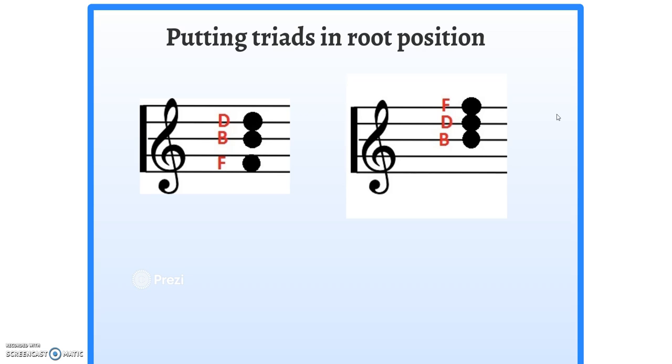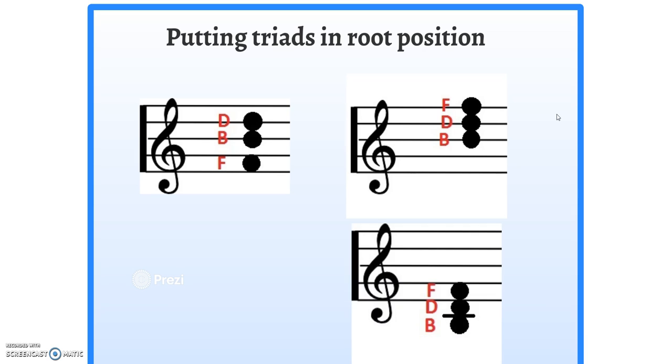You also could write that in the lower octave. It would still be a root position triad. You could do it there. We still have B, D, F. We have space, space, space. We have every other letter of the alphabet. So it doesn't matter what octave you write it in.